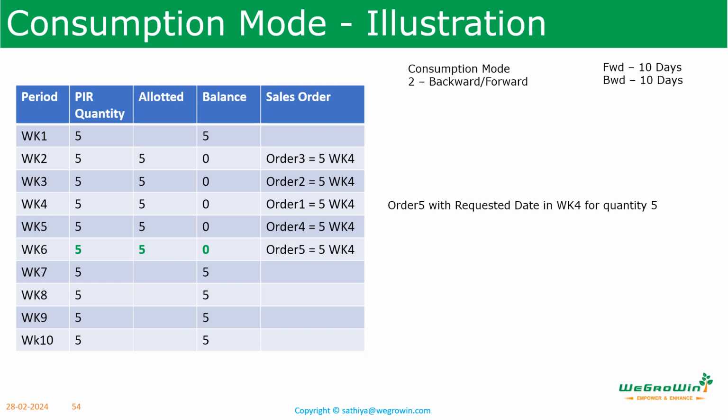Now when we continue to enter the order 6 with the week 4, there is no consumption there. Why? Because the period is beyond the limit, right? Backward 10 days or forward 10 days. There is no further period, so it will not consume. This is how it will work.